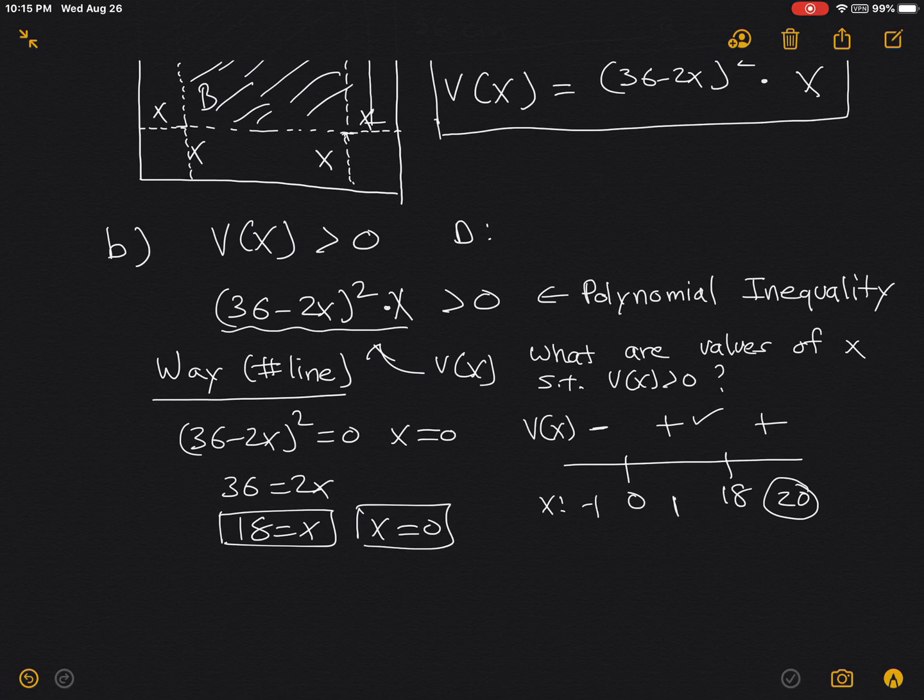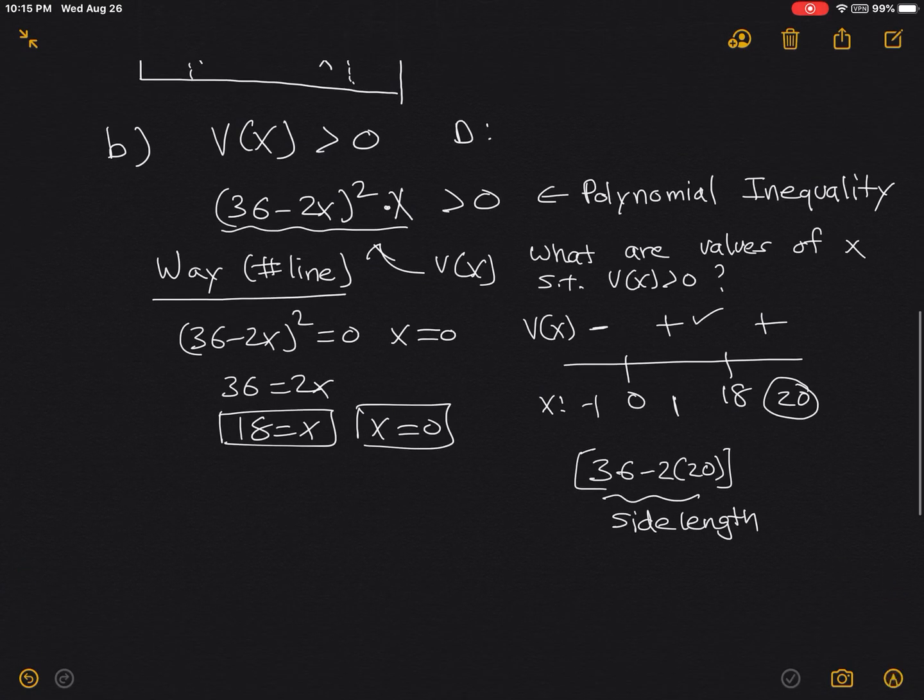Can x actually equal 20? Well, what happens if x is equal to 20? Going back to my original problem, 36 minus 2 times 20. This represents a side length. So if you have 36 minus 40, you're going to get -4. You can't have a negative side length. So even though there's a check mark in this region, v of x is positive, in the context of the problem, it doesn't make sense.